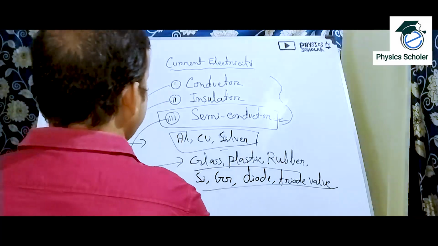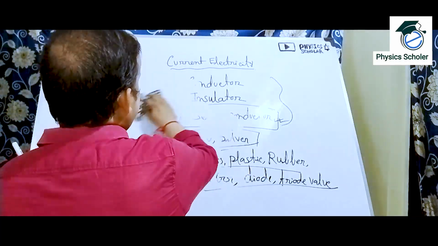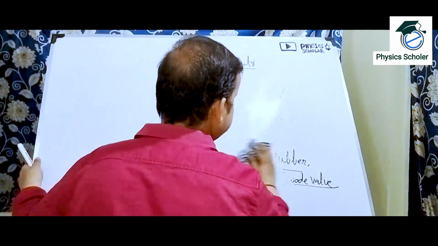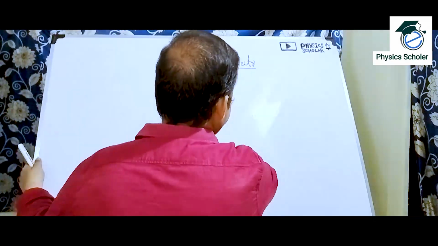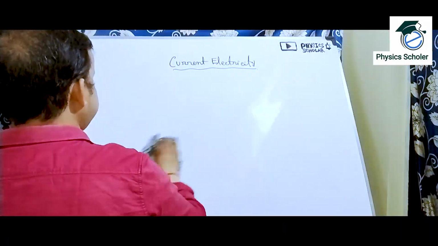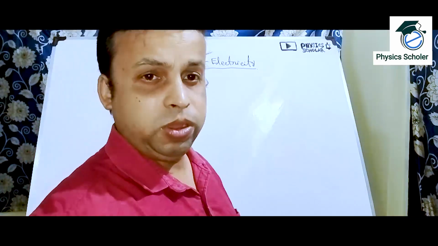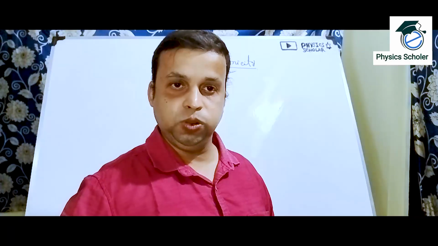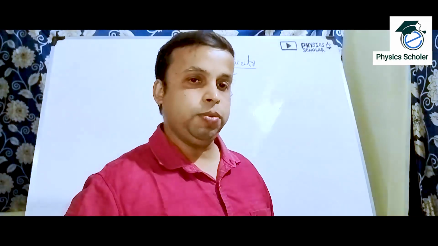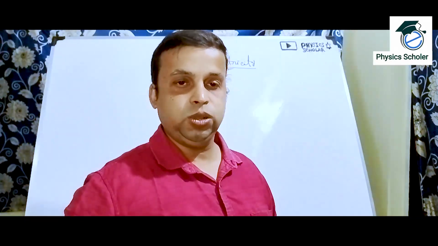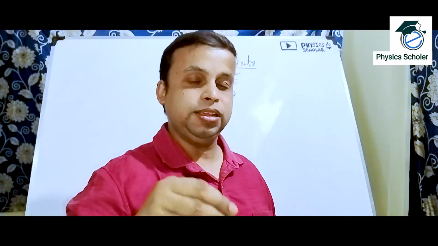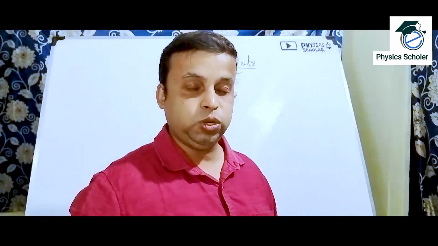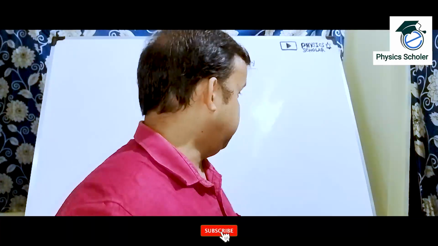So now we know about the three types of materials: conductor, semiconductor, and insulator. A conductor can carry current and heat through it. An insulator doesn't allow current or heat to flow through it. A semiconductor in normal condition cannot conduct current, but if we supply some heat from outside, it can conduct a little amount of current.